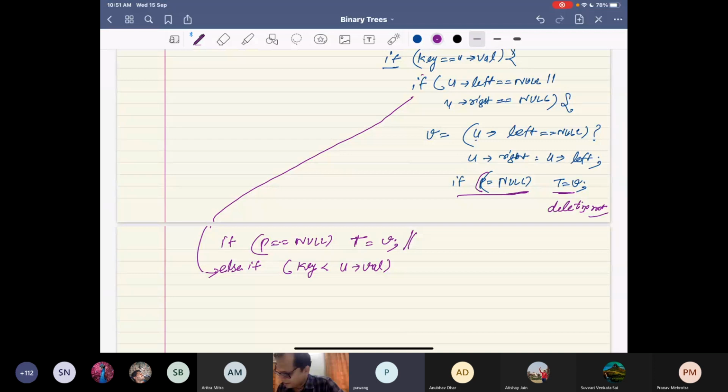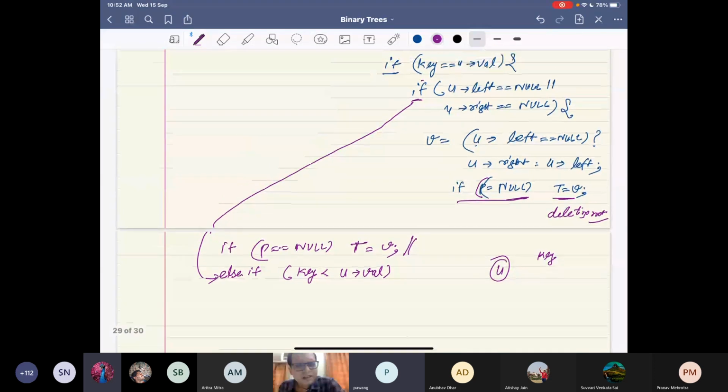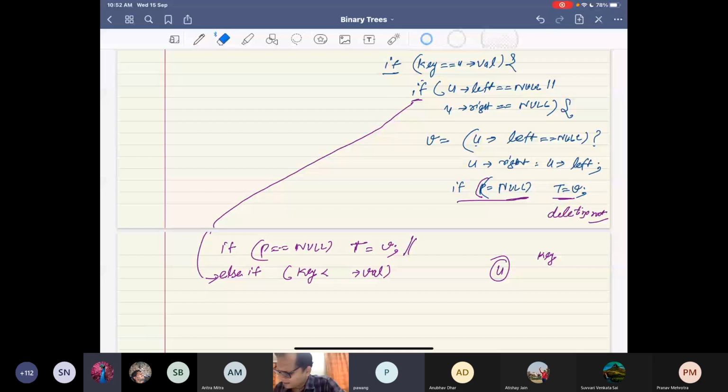So if P is null, yes. And for this if, else if P is less than u dot well, you have a u that you are deleting, and you have a key. I should think it should be P arrow well. Yeah, I missed that. Yes, there should be this P arrow well. Then it will be this way.